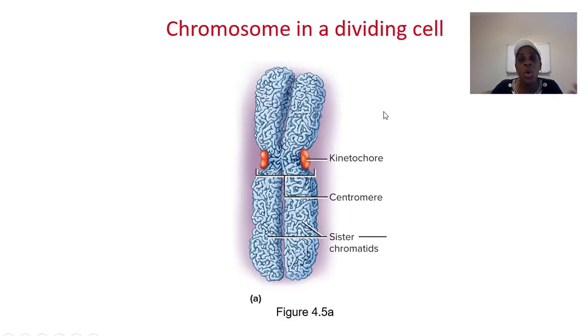Why is this important? When the cell is dividing, remember, the DNA has to be replicated. It has to be doubled up. In order for you to be very organized, you want to have a specific shape so that when you divide, each part of the chromosome can be divided between the two daughter cells.